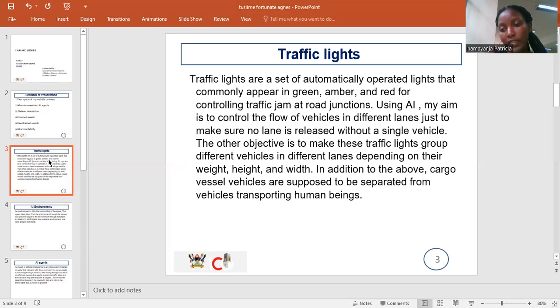Besides that, we all know that cargo type of vehicles, these vehicles that transport goods, normally have a low stability rate. In most cases, due to their low stability, they normally face accidents. They turn over. They're involved in so many accidents because they are heavy and their stability is low. So it would be best if we separated them from vehicles transporting human beings, just for the safety of people's lives.